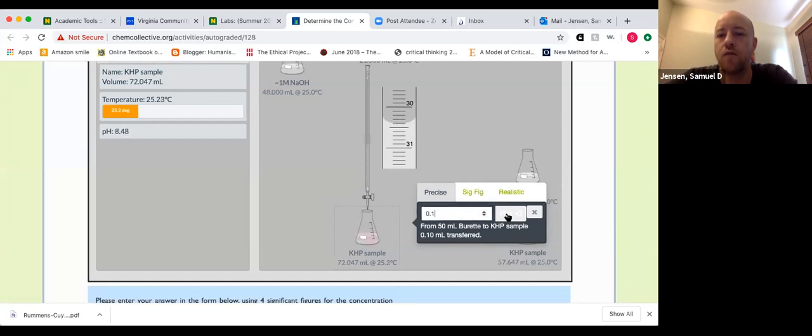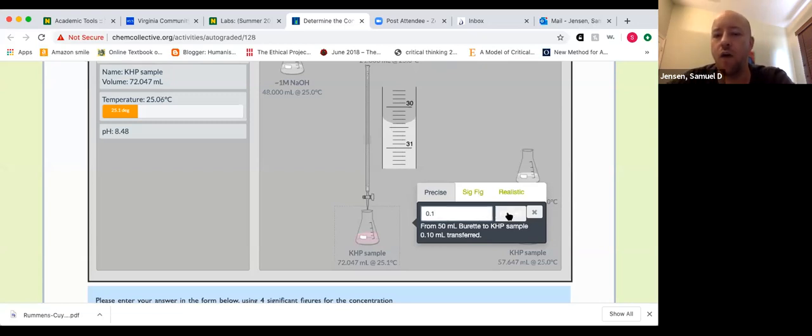And there it went pink. Now you notice the pink color is slightly different than the other pink color. This is the pink that you really want, a very light pink. So I would say 16 milliliters is my initial, 30.40 is my final volume. So 30.40 minus 16 is my volume delivered.